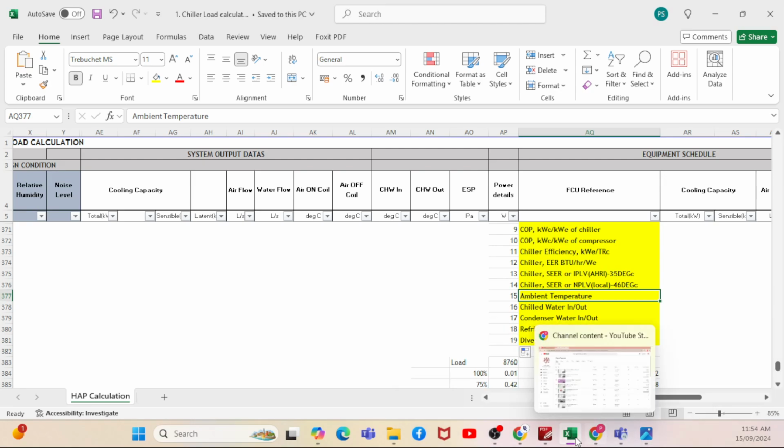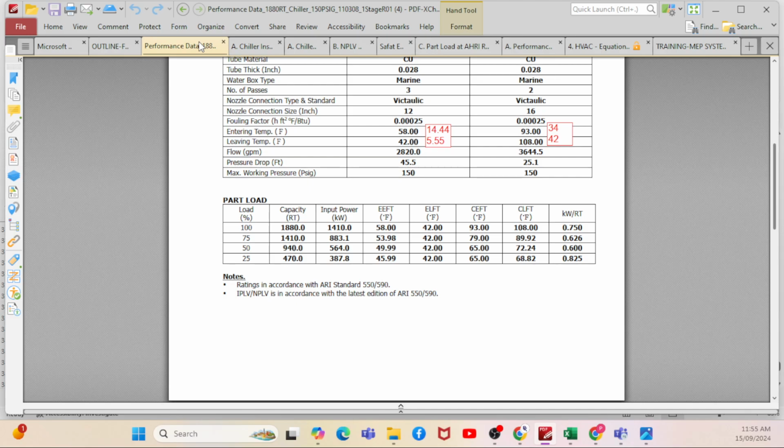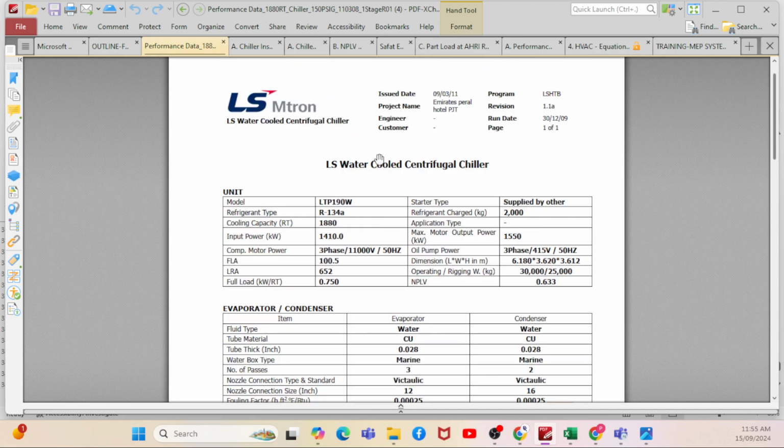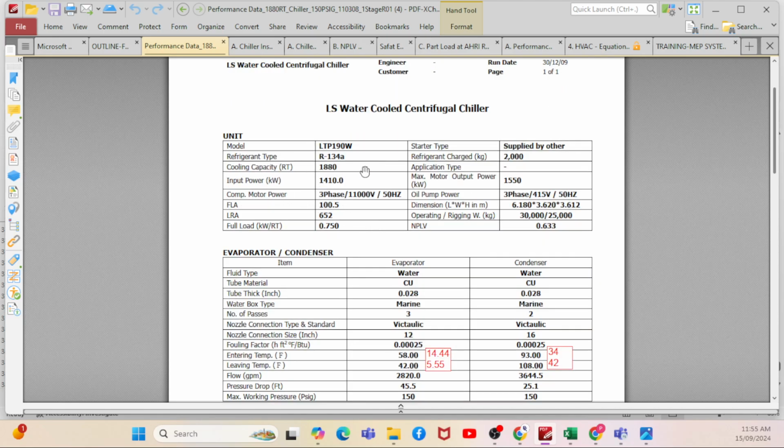You can see one of the performance sheets. So this is what the water cooled chiller looks like. I can see there are the performance sheets, right? So you can see the water cooled chiller performance sheets. Based on the capacity, what capacity you are going to select, what type of refrigerant you are going to select.